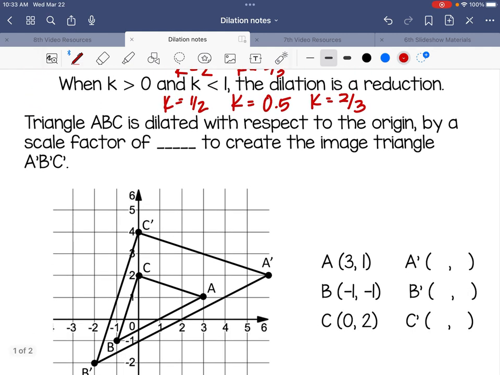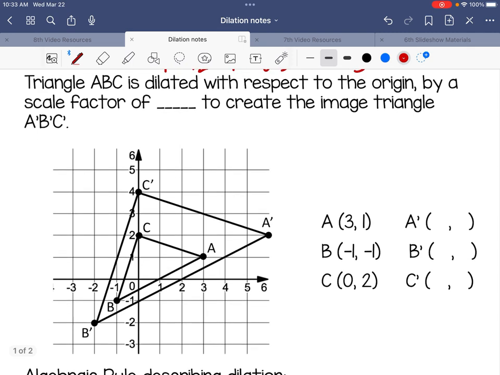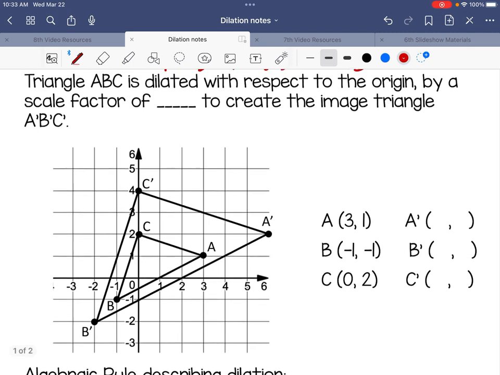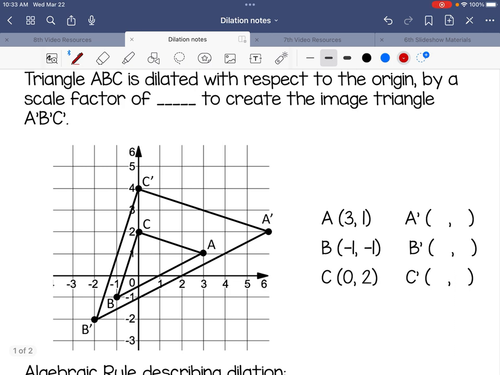So triangle ABC is dilated, so we're looking at an example on a coordinate plane, with respect to the origin by a scale factor blank, so we don't know the scale factor right now, to create the image of triangle A prime, B prime, C prime. So I see that my original triangle is right here, and I know that because it does not have the prime notation symbols on it. And so we're going from yellow to the outer blue, which means that my triangle enlarged, so my scale factor has to be greater than 1.